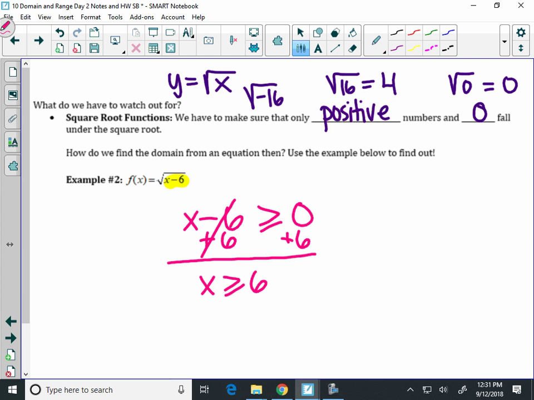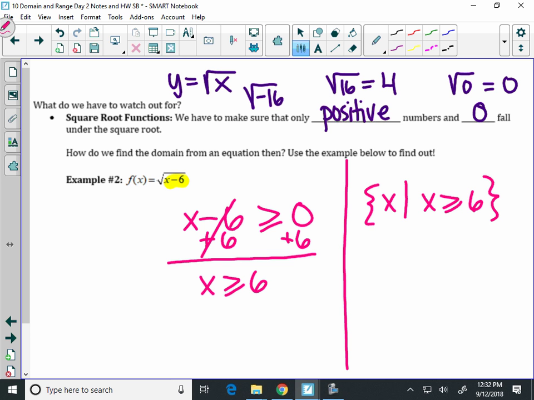If I put 6 in, I get 6 minus 6 is 0. That's okay. If I put 10 in, I get a positive. If I put anything smaller than 6, I get a negative. Okay? So let's write this as a domain. Let's do set builder notation. Set builder notation, once I find this answer, is pretty easy. x such that, and then you just copy your answer. x is greater than or equal to 6.